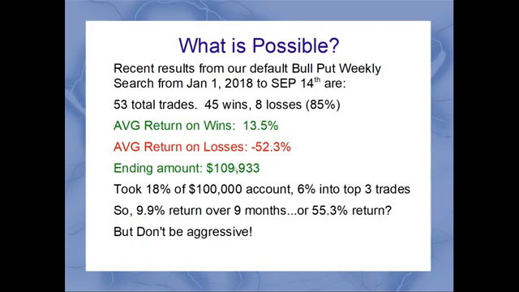So in this example, you could say, well, you made $9,000 on a $100,000 account for a 9.9% return. But I was only allocating $18,000, 6% of the total portfolio to the top 3 trades. And over 9 months made $9,933, 55.3% return. This is not my actual trading record. I'm showing you what's possible with the searches we have on Power Options and the testing we did. But don't be aggressive. You could say this is a 55% return of what I invested in the spreads, and that could be argued, and it's potentially right.